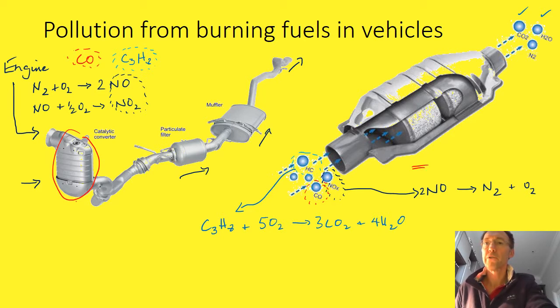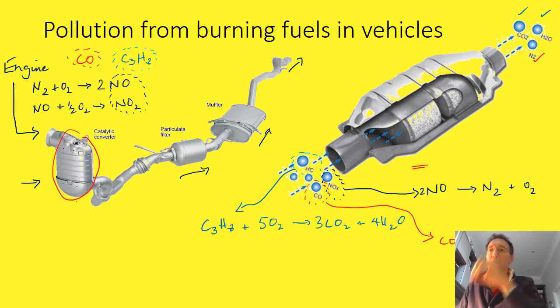And while we're at it, we'll deal with our carbon monoxide. So let's switch to red because this is our carbon monoxide. So our carbon monoxide is going to react with some of our nitrogen oxide, and we're going to make some nitrogen and some carbon dioxide, like so, which you can see nitrogen there and carbon dioxide there again.